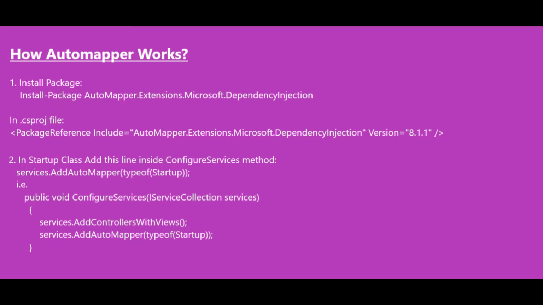Before starting with AutoMapper, we have to follow some steps. First of all, we have to install a package that is automapper.extensions.microsoft.dependencyinjection from NuGet. Next, we have to add AutoMapper configuration in startup class. That means you have to add services.AddAutoMapper, and inside the AddAutoMapper method we have to write typeof(Startup). This line we have to put inside the ConfigureServices method.